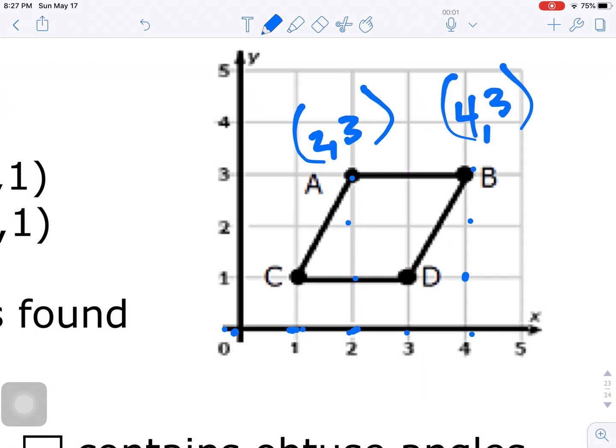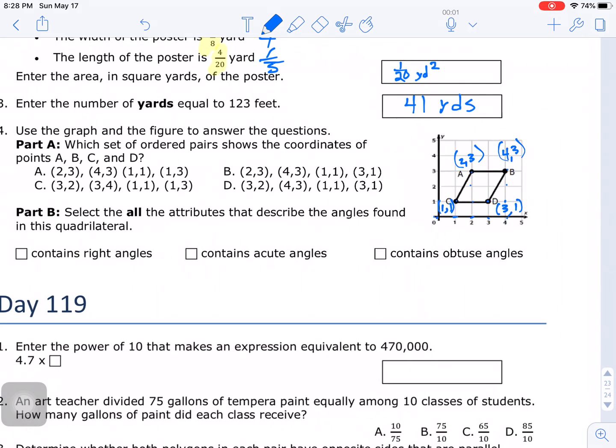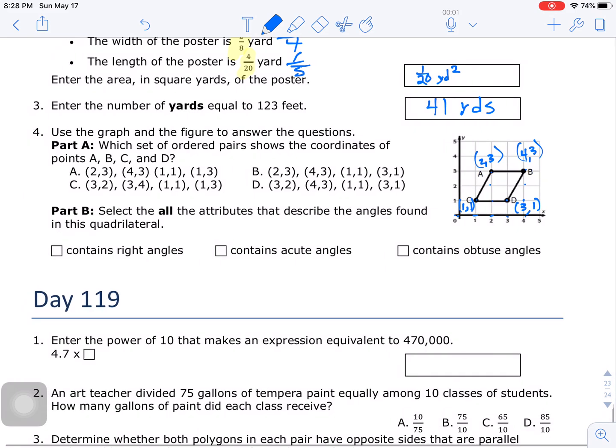And go to point C. I start at the origin. I go 1 over and 1 up. So that is an x coordinate of 1, a y coordinate of 1. And then for point D, I start at 0. I go over 1, 2, 3, and up 1. So we have an x coordinate of 3, a y coordinate of 1. So now I have all of my points. And because they're listed in alphabetical order, that's what I'm going to expect in my answers.